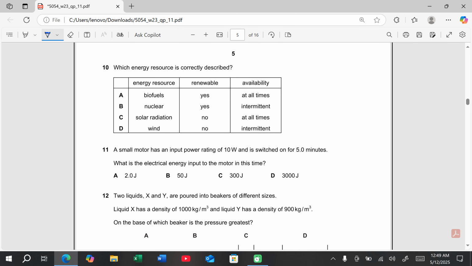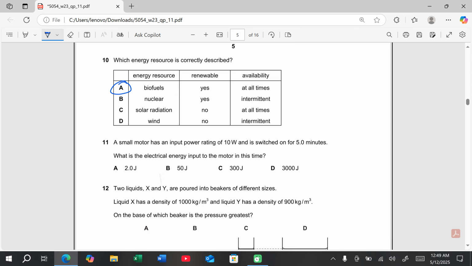Which energy source is correctly described? Biofuels, renewable, yes, it is available all the time. Yes, biofuels are available all the time. Nuclear, renewable, intermittent. Actually nuclear is not renewable because it will run out at some time. Solar radiation is renewable, so no is wrong here. Wind is also renewable, so only this has all three correct options.